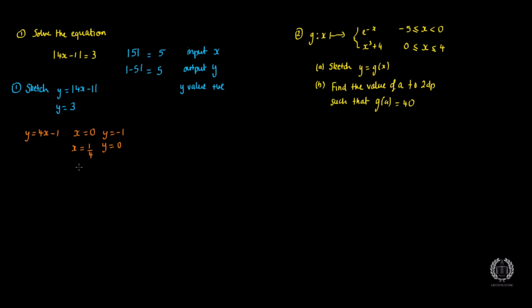Remember, when we want to sketch a graph quickly, we just put x equals 0, find y, and then put y equals 0, find x. So I've got my two coordinates. Also, be careful and look at the gradient. If the gradient is positive, your graph is going to be going this way, and if there was a minus 4 here, you know your graph is going to be the other way. So be very aware of the gradient as well.